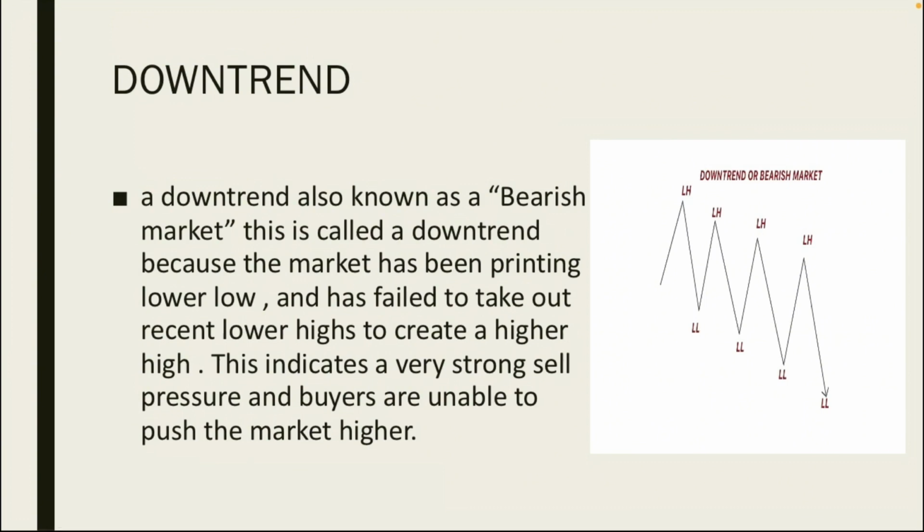Now, a downtrend is actually the opposite of what an uptrend is, but let's just read it and go over it. Okay, now a downtrend, also known as a bearish market, is called a downtrend because the market has been printing lower lows and has failed to take out the recent highs to create a higher high. This indicates a very strong sell pressure and buyers are unable to push the market higher.